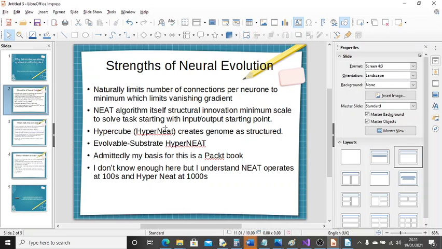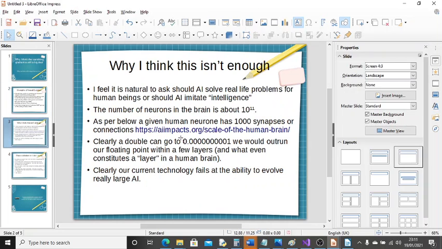So whatever you're going to say or respond to this, you probably have some very good points. But I guess that's enough for real life problems. But the other thing that we talk about AI doing is imitating intelligence. And when I just look at the scale of a human brain, the number of neurons, the thousands of connections, and all that stuff, I'm just blown away.